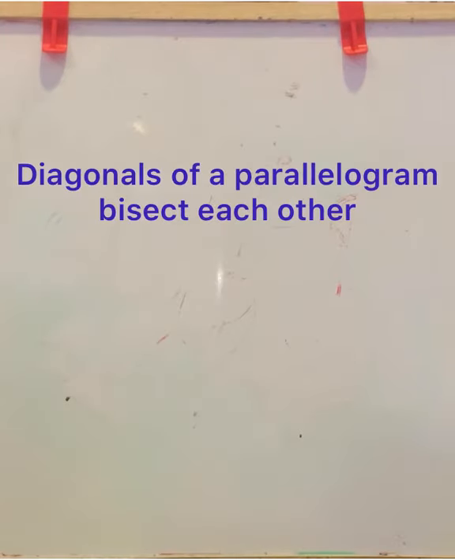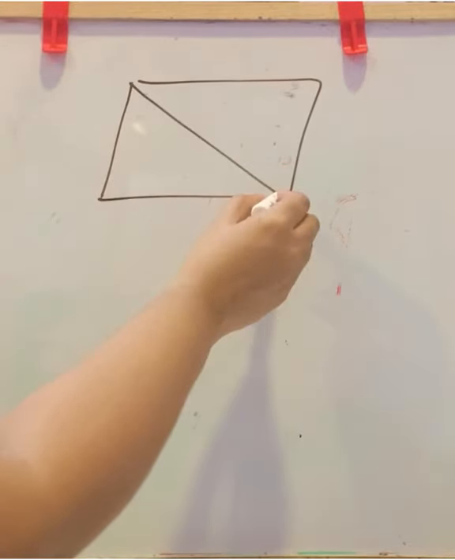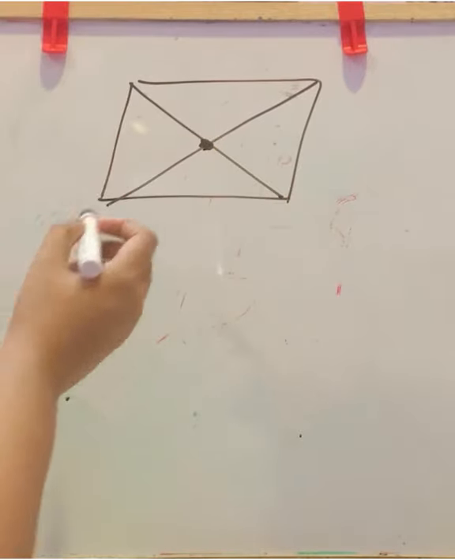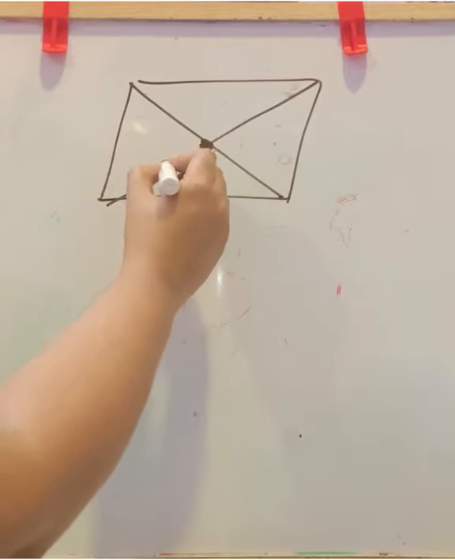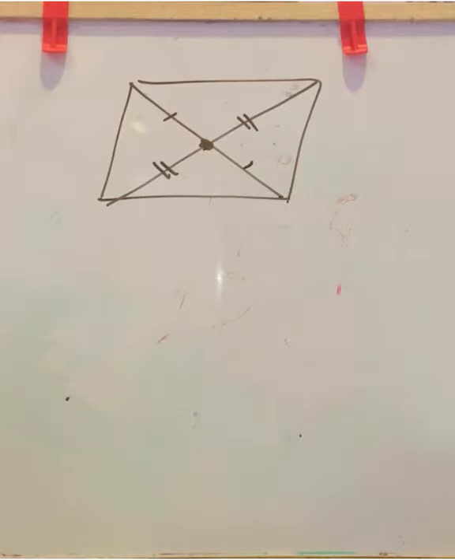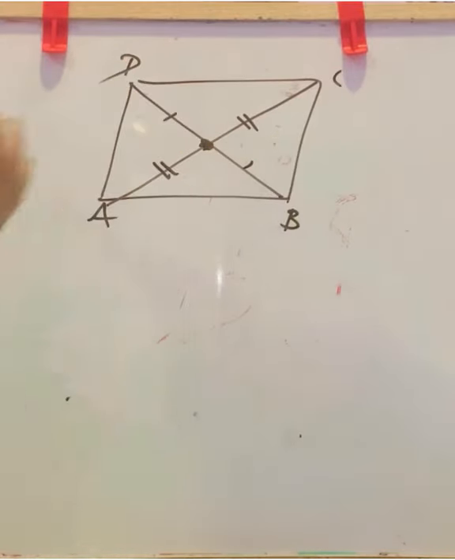Next, let us prove that diagonals of a parallelogram bisect each other at the point of their intersection. Here, this is a parallelogram. This is one diagonal and this is another diagonal. We have to prove that they bisect each other. Bisection means here this point bisects, these two sides are equal, and here these two sides are equal. So let us name this first. Let it be parallelogram ABCD, and let us name this point as O.